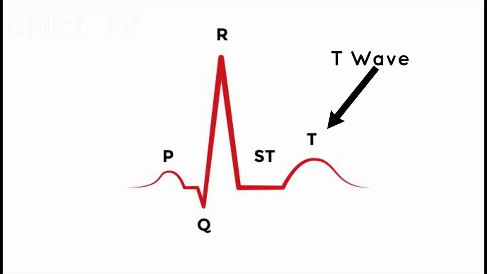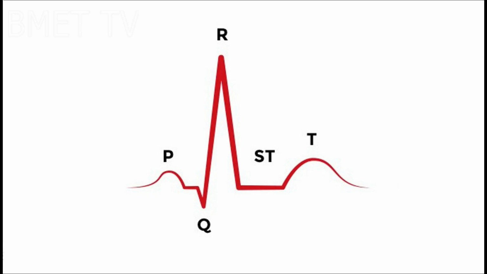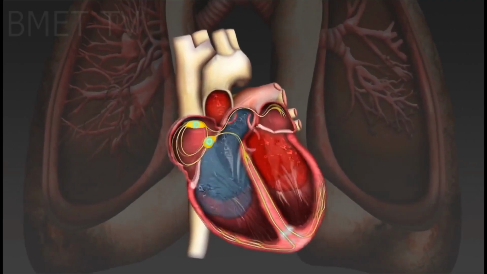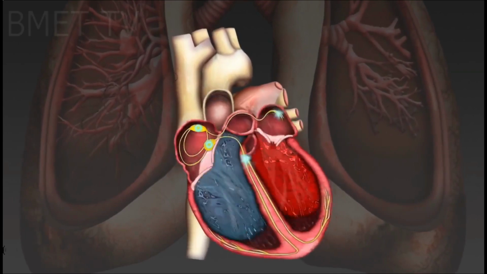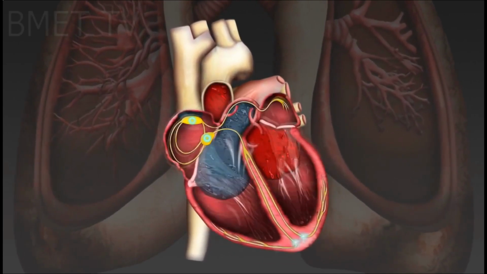And the third wave is the T wave. After this spike, you will see a bump shortly after the complex. This bump is called the T wave and is caused by the ventricles relaxing. The ventricles are so large that when they contract, or depolarize, they form a large electrical impulse that presents as the QRS complex. Therefore, because they are so large, when they relax, or repolarize, they form a small electrical impulse that presents as the T wave.